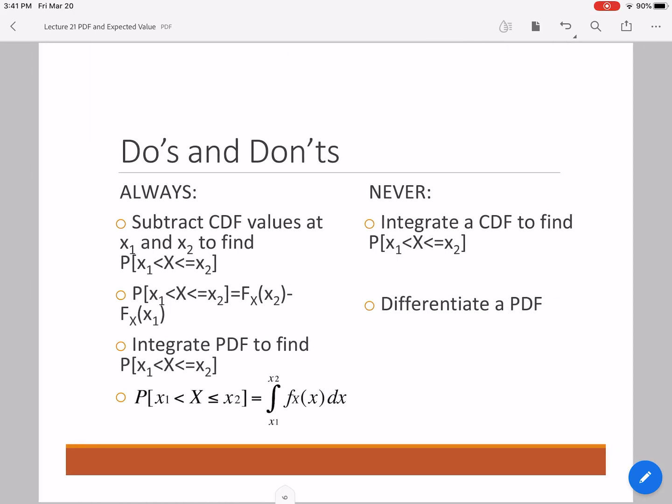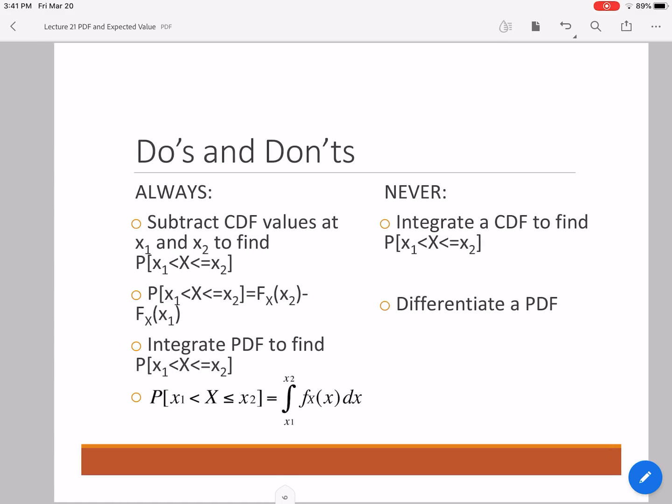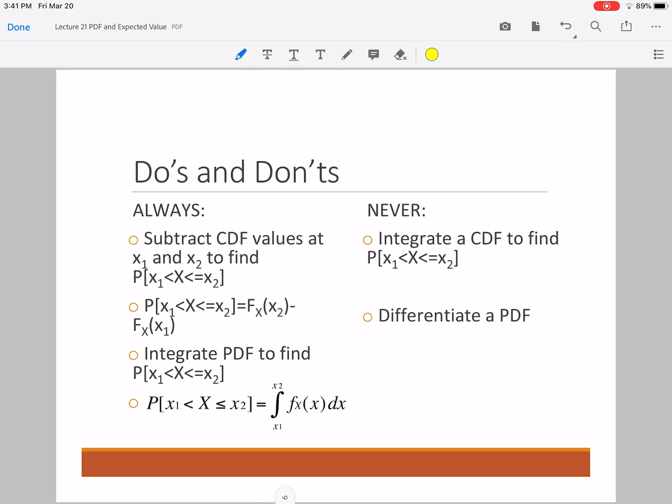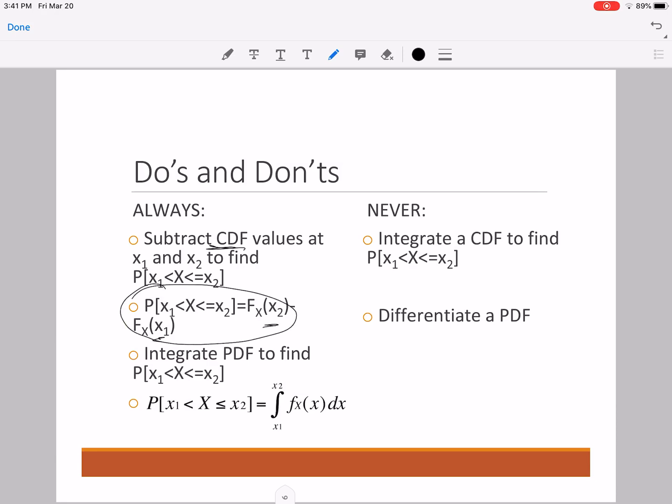Now, let's discuss some do's and don'ts when we use the CDF or the PDF of a continuous random variable, because it's easy to fall into one of these traps with respect to their usage. Whenever you have to use the CDF to calculate probabilities, always subtract the CDF values at the endpoints of the interval. That's the way that you obtain probabilities of these events.